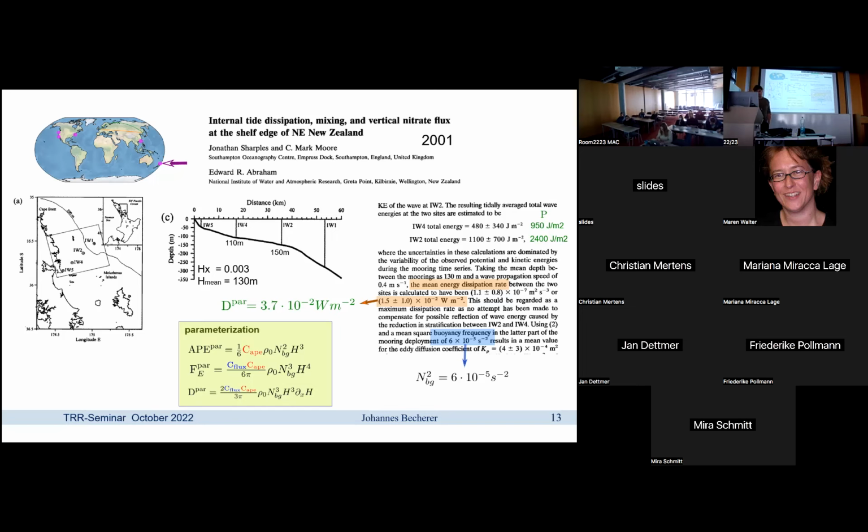And also, if you look at dissipation, which they estimate to be this number, 1.5 times 10 to the minus 2 watts per square meter, our parameterization tells us it should be 3.7. So also not too far off, just like a factor of 2 too high. Okay. Even though this is quite a different system, it's way deeper, way more energetic waves, our parameterization still seems to work very well.